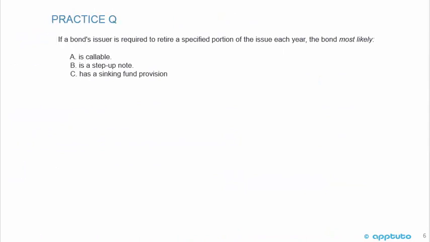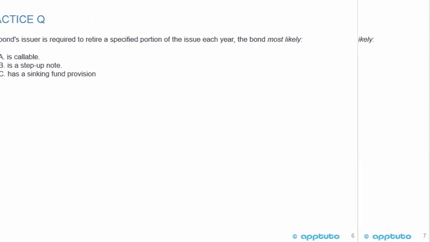A quick practice question to check our understanding. If a bond's issuer is required to retire a specified portion of the issue each year, the bond most likely A is callable, B is a step-up note, or C has a sinking fund provision.